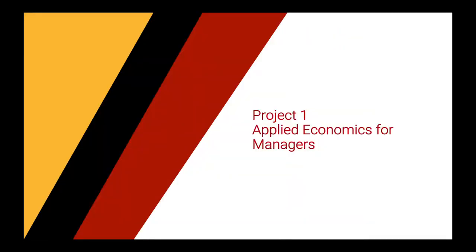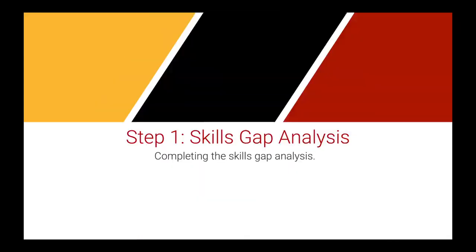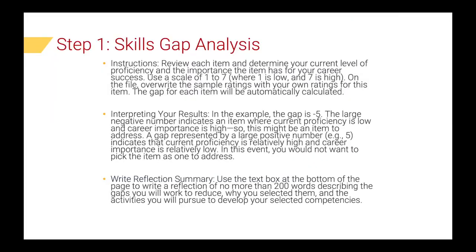Now we come to Project 1, Applied Economics for Managers. The first part of our Project 1 will be to discuss the skills gap analysis, which you may remember from MBA 610. On the skills gap analysis, review each item and determine your current level of proficiency and the importance the item has for your career success. Use a scale of 1 to 7, where 1 is low and 7 is high. On the file, overwrite the sample ratings with your own ratings for the item. The gap will automatically be calculated.